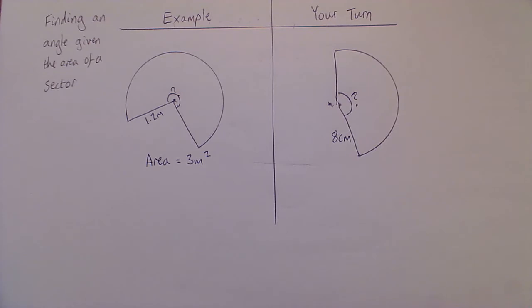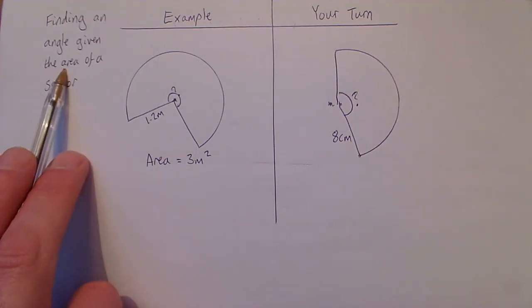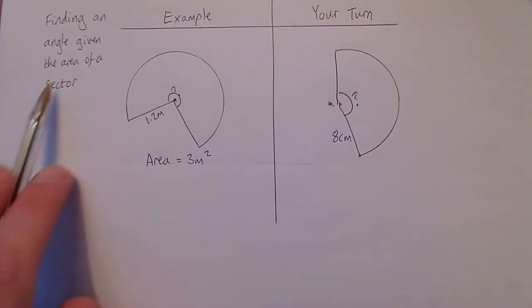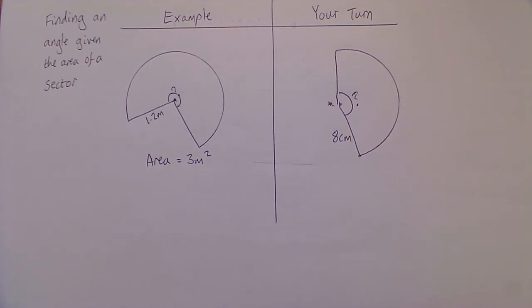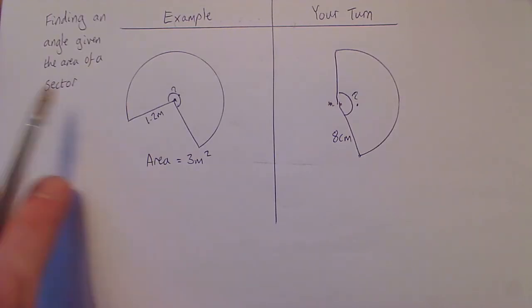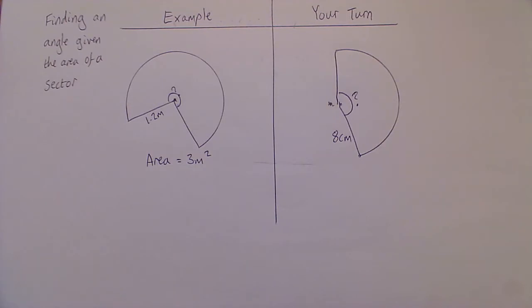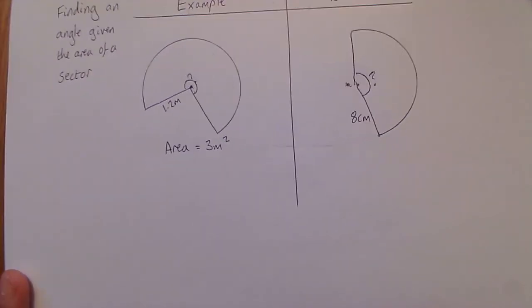In the last video, we looked at finding the radius and the angle when we were given arc length information. And in this one, we're going to look at finding the angle when we're given the area of a sector. And in the final video, we're going to look at finding the radius when you're given the area of a sector.